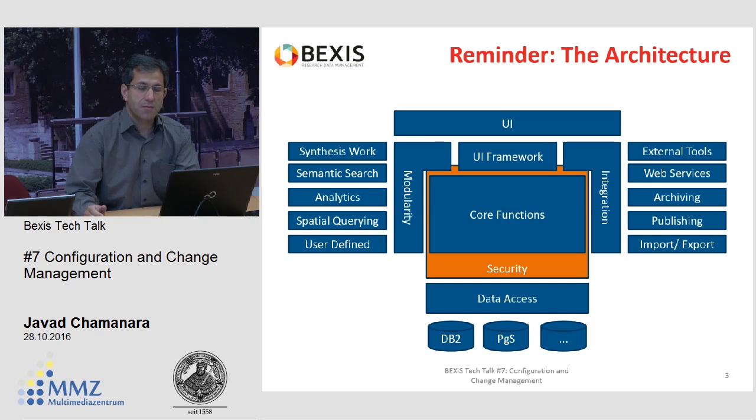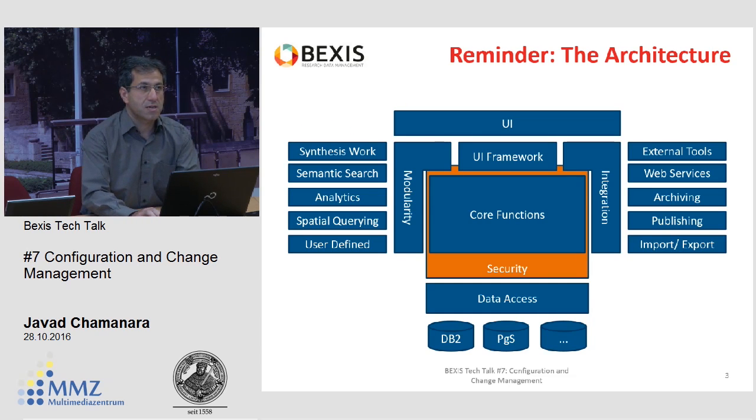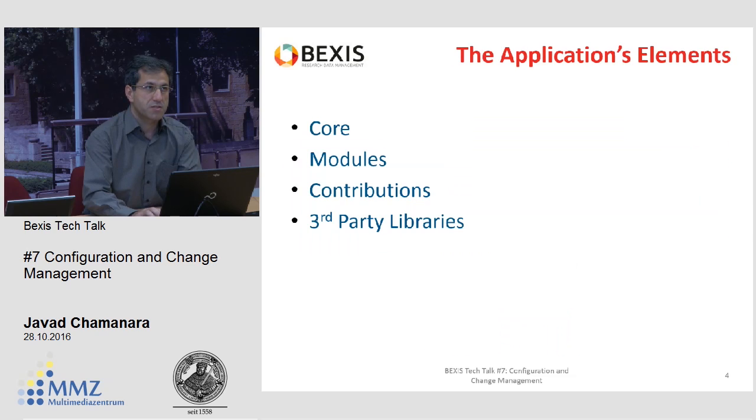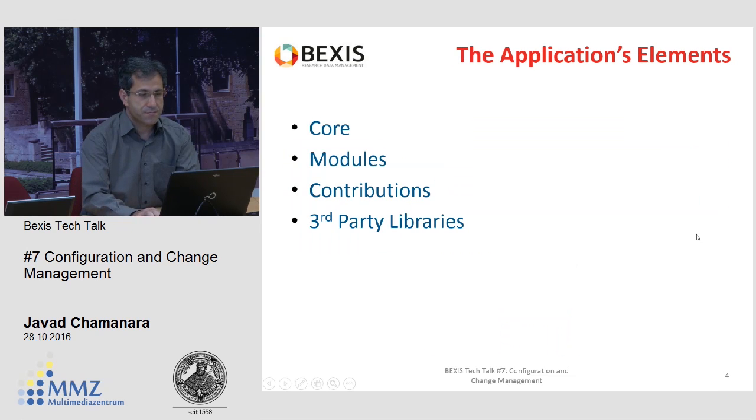Some of the important elements in this architecture will affect how we design our configuration and change management, as we will see in the next slides. Inside this architecture, there are some application elements that we are interested in, like the core. For example, here in the previous one, the core functions is something that we want to highlight for the configuration management. And then the modules, as again visible here, and these external utilities also here.